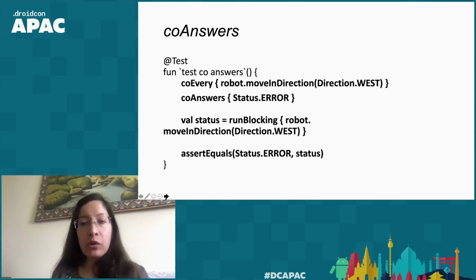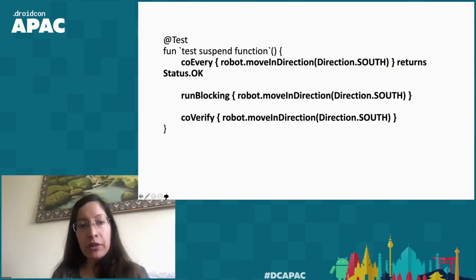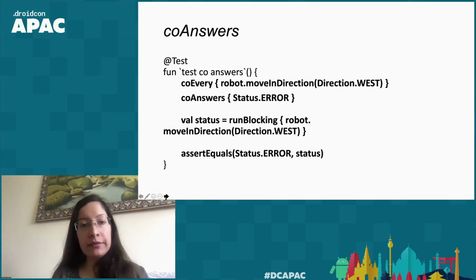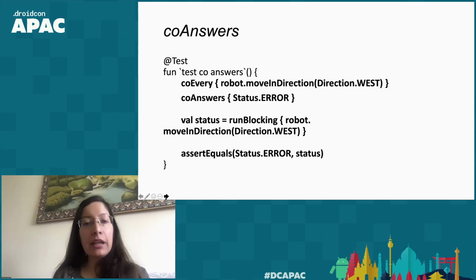So the same code, the same test which I wrote using returns can be written using coAnswers in place of returns. I return a lambda here, and the rest of the things are the same as the previous test.